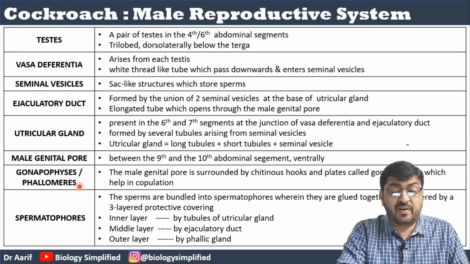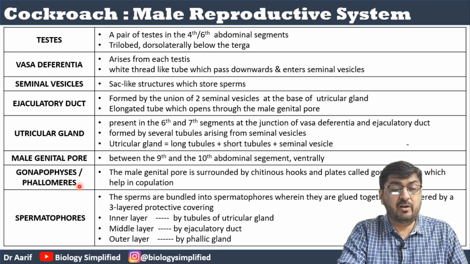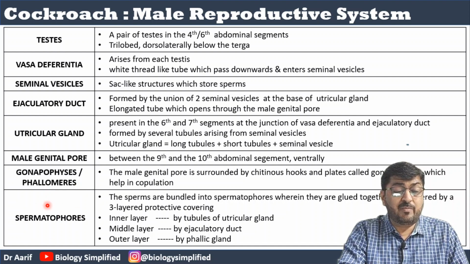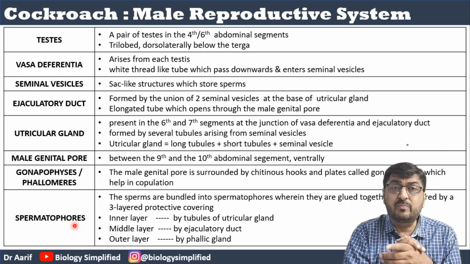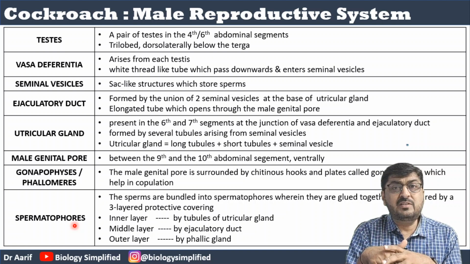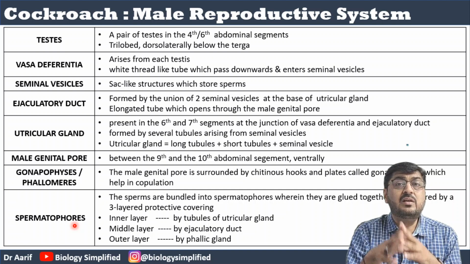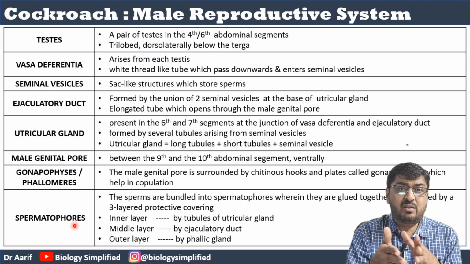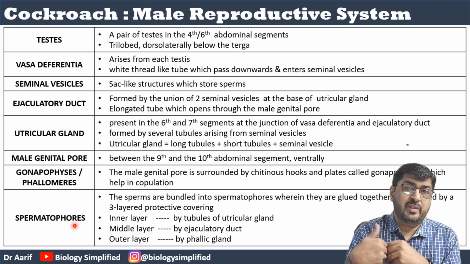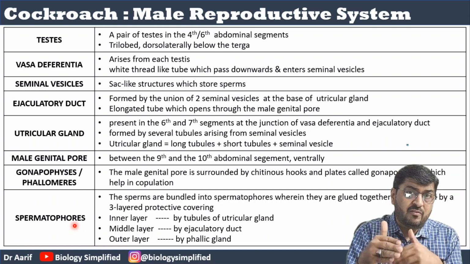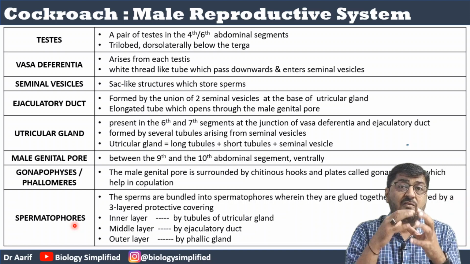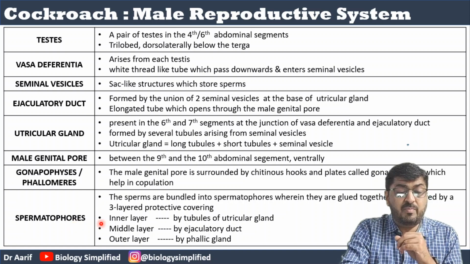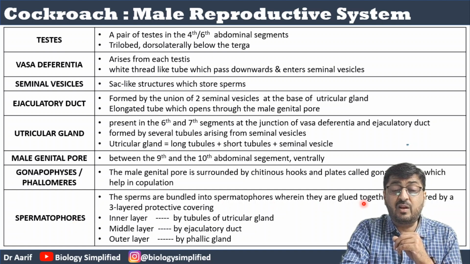So that is about the phallomeres. I hope the structures are very clear, please. Lastly, spermatophores. Now the testes release the sperms. Through the vas deferens, it will come to the seminal vesicles, utricular gland, ejaculatory duct, right? And from there it comes to the outside. But on the way down, it gets 3 secretions by which that bundle of sperm is covered.